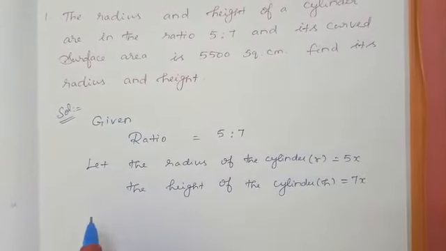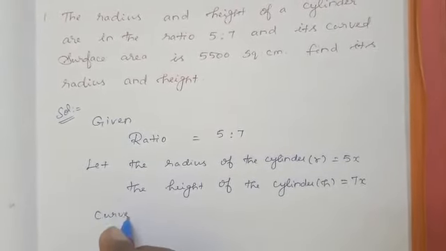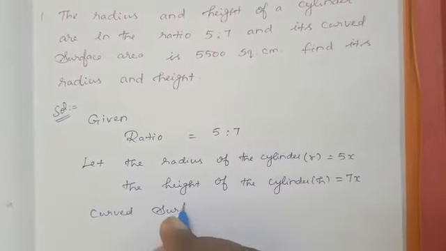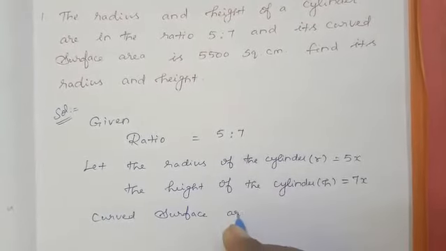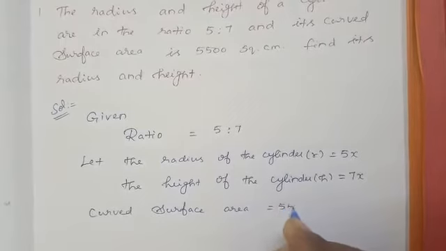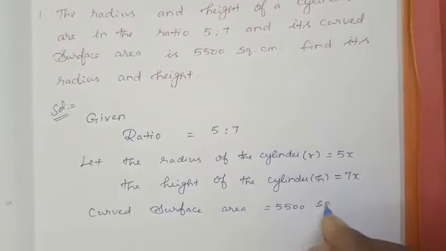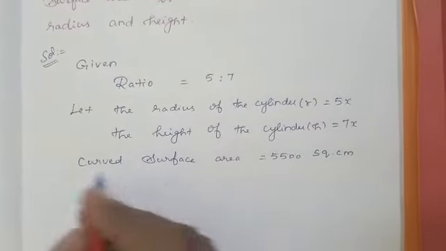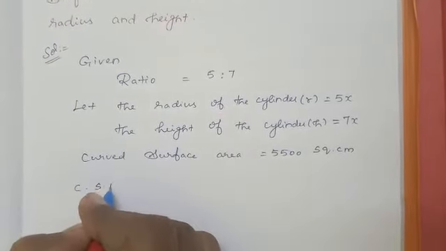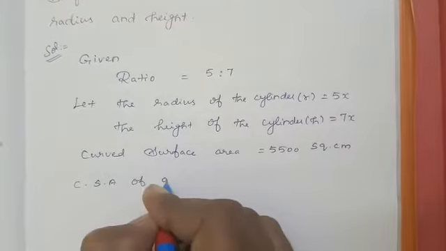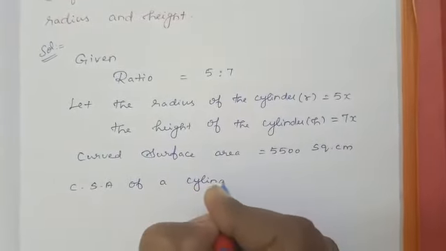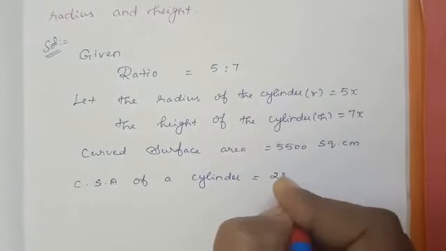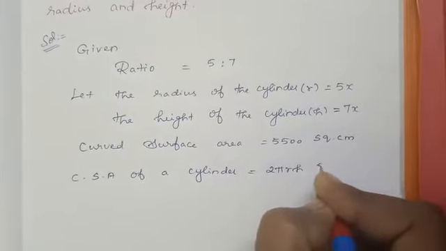Then they have given the curved surface area is equal to 5500 square centimeter. What's the formula for curved surface area? CSA of a cylinder is equal to 2πrh square units.